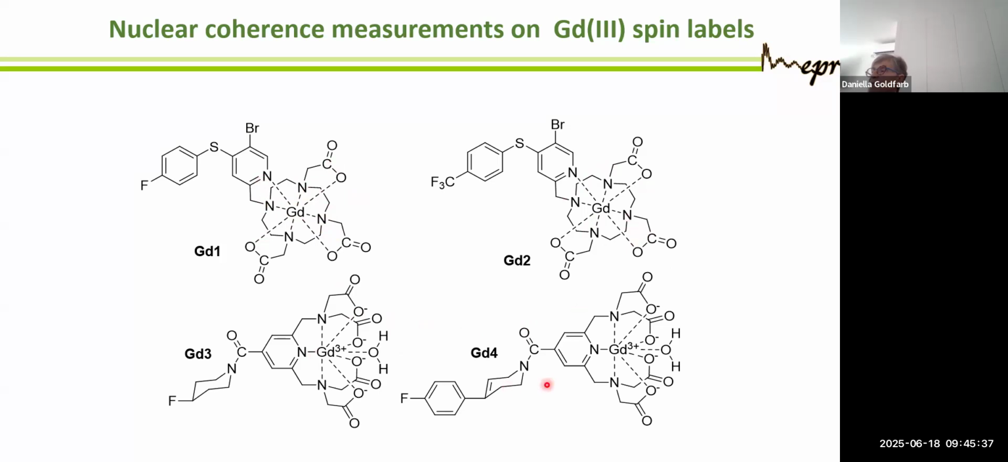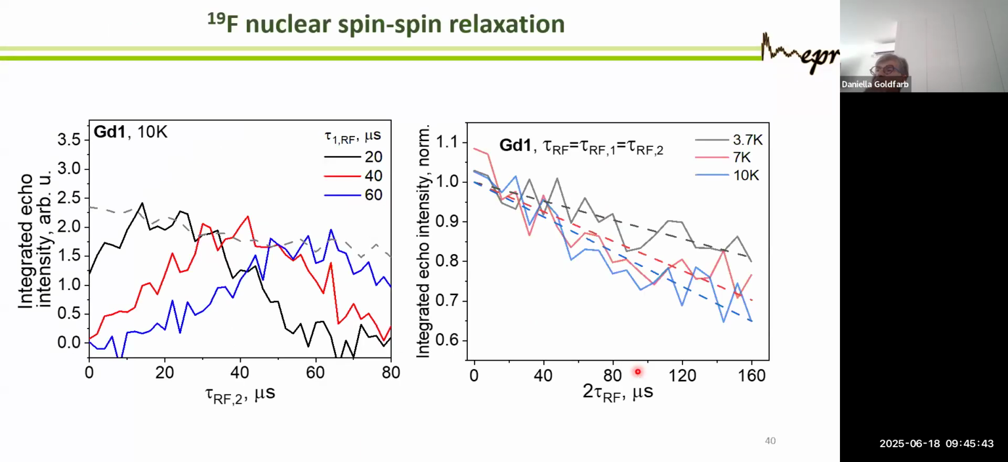And this is a PyMTA label that is used. So these are pretty common gadolinium labels. And here is the example of the data for gadolinium 1. And you see the echo. And of course, the SNR is much worse because you have one fluorine and not 20 protons. And then you measure them as a function of temperature.